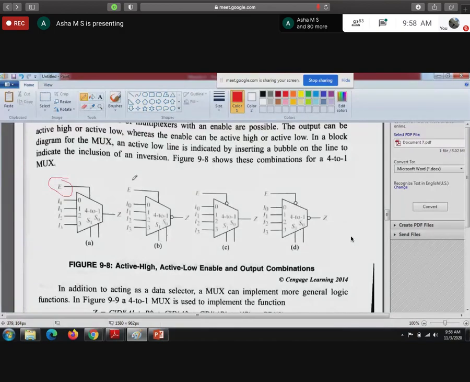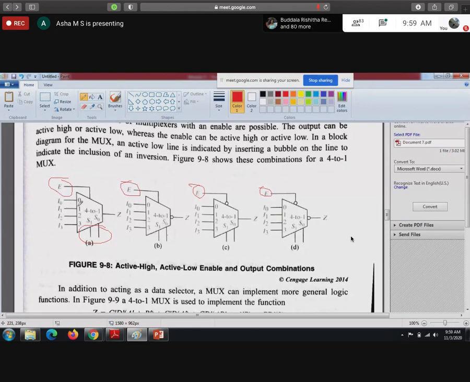Extra thing is here, E. Whatever multiplexer we studied till yesterday, we have data inputs and one output. Depending on 2 to the power of n data inputs, we have n selection lines or control lines. So this is the 4 to 1 mux: 4 data inputs, 1 output, and 2 control lines.